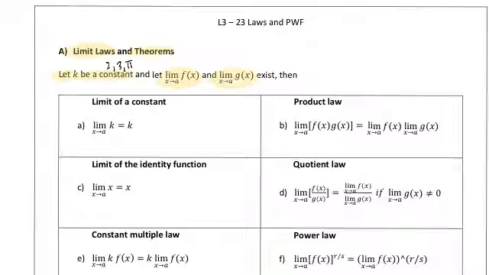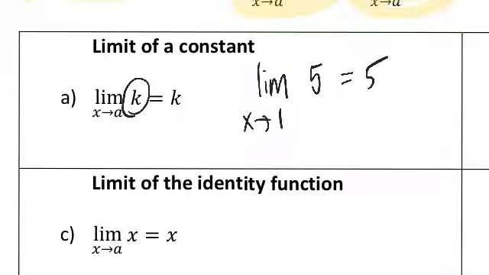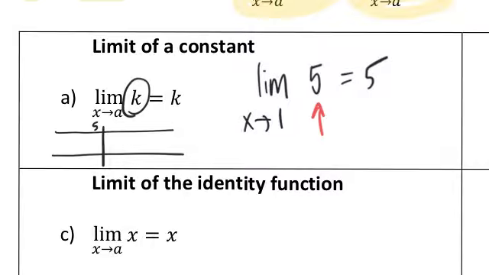In other words, if you're saying the limit of the constant function 5 as x approaches 1, well, that's just 5, right? We're used to thinking of a constant as a number, but in this limit law, you want to think of the constant as a function. So the 5 is like a constant function, and if you're approaching 1 for your x value, your y value is just pegged at the constant.